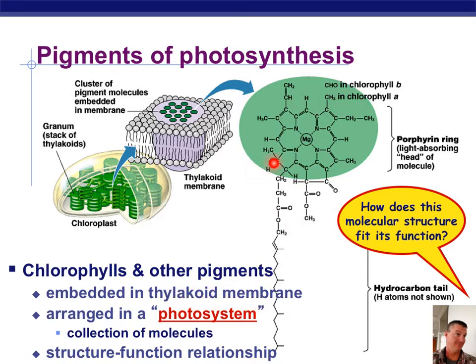Here's the chemical structure of chlorophyll. Chlorophyll A and chlorophyll B are very similar in structure, and we don't need to know the difference. But they're arranged in what's called a photosystem that will absorb sunlight. And the structure, of course, is once again going to be related to the function here.